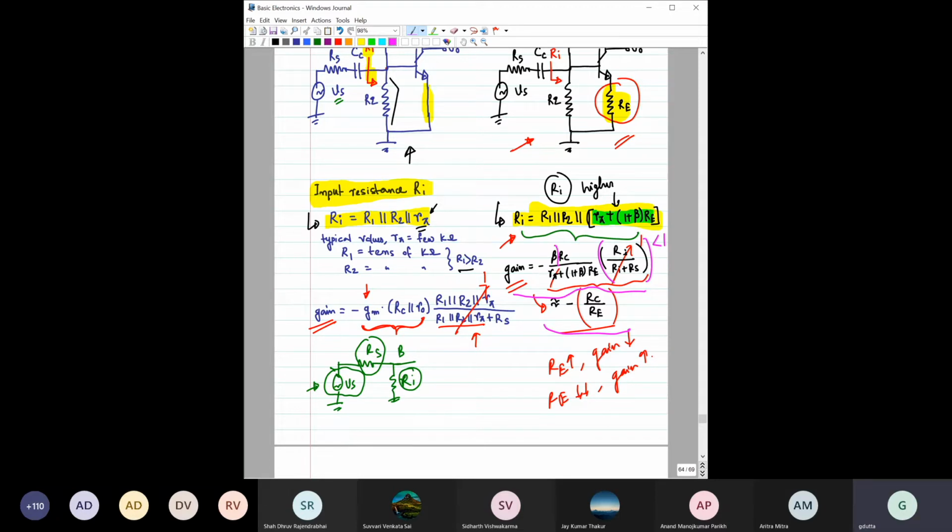Similarly, even if you say R pi is negligible, then this term, beta by 1 plus beta, would be less than 1. So if you approximate the gain to be equal to minus RC by RE, or say the mod value is only RC by RE, then here you are overestimating the gain.